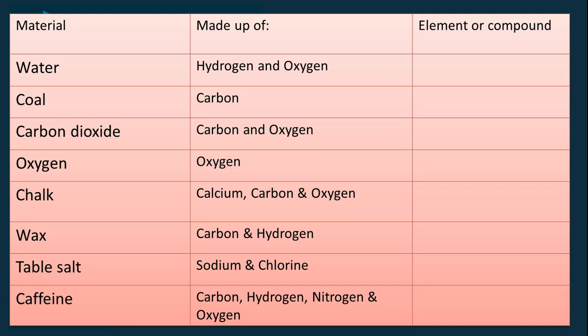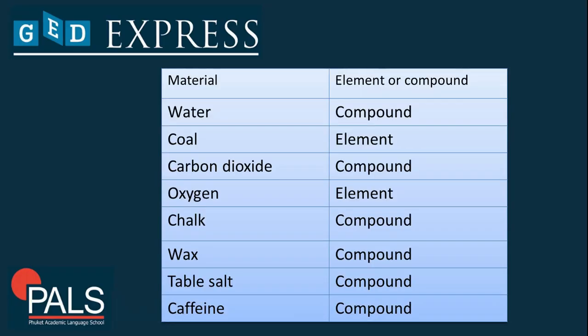Identify which one is an element or a compound. You can just pause the video for a while and try to answer it on a separate sheet on your end. So the answer would be this. Water is a compound, coal is an element, carbon dioxide is a compound, oxygen is an element, chalk is a compound, wax is a compound, table salt is a compound, and caffeine is also a compound. Great job! And we have another example.